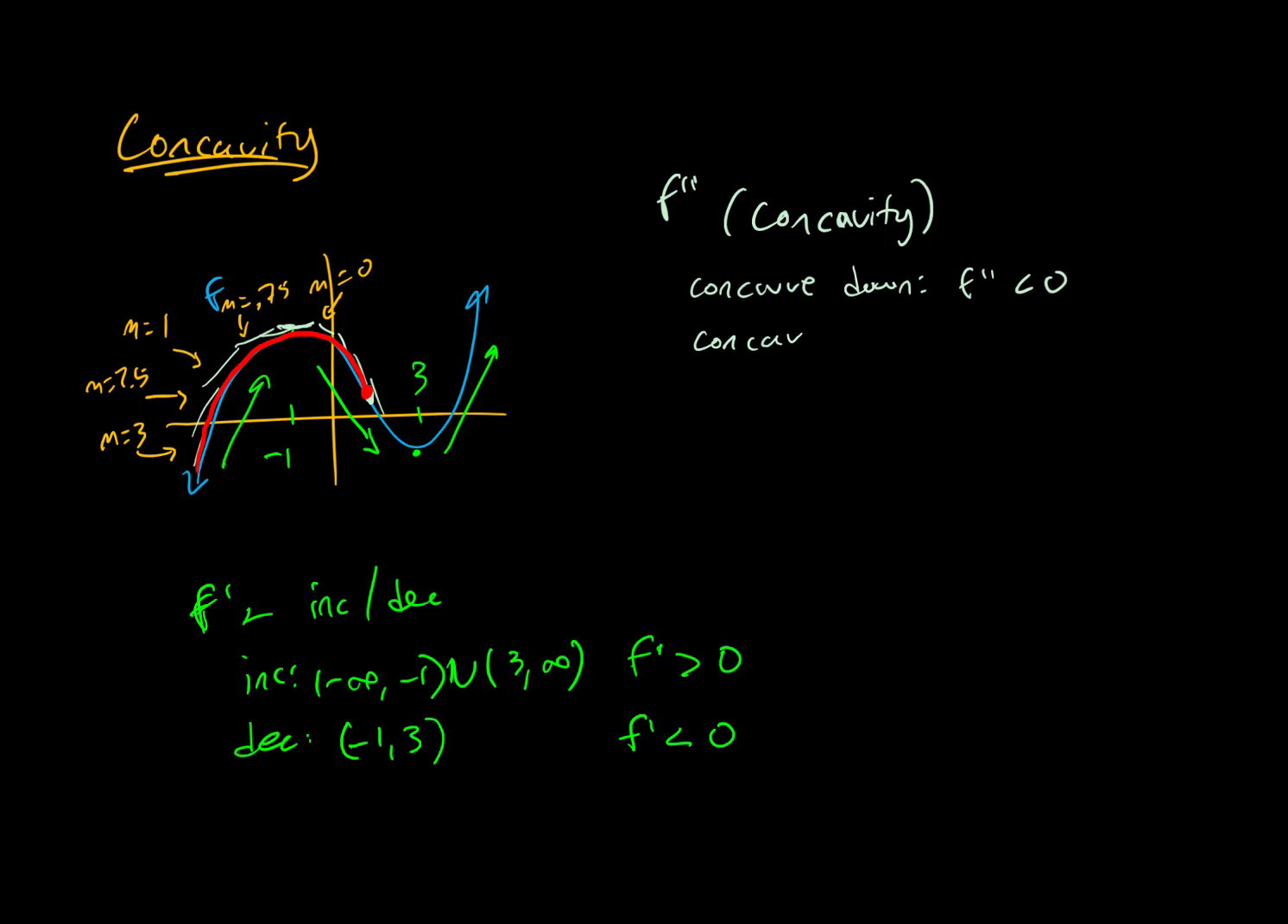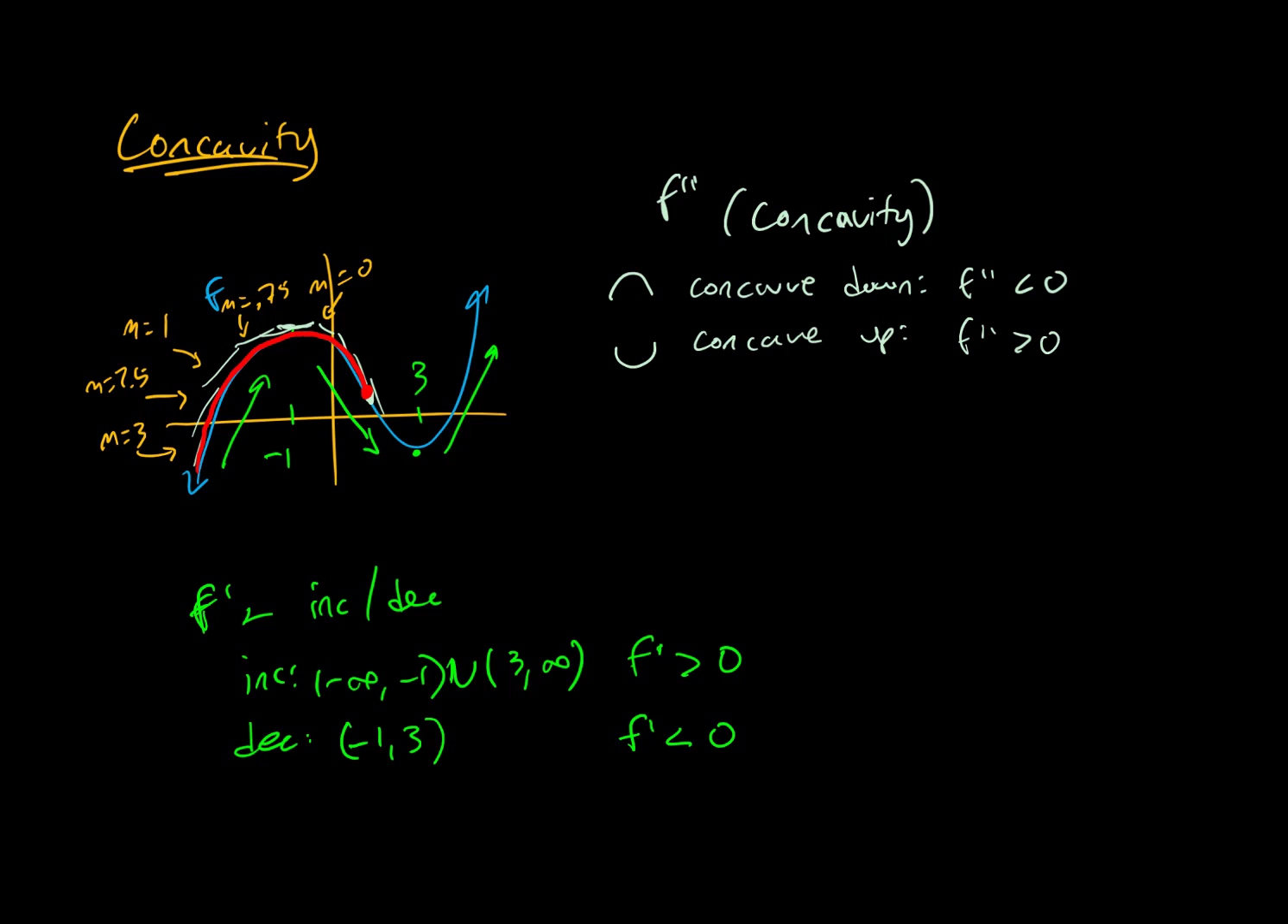And concave up would be the opposite of that. My second derivative is positive. Concave down looks like this. Concave up looks like that, like a bowl. So cups and hills and bowls is the way I think about it. Let's do an example of this and just try to figure out what's going on.